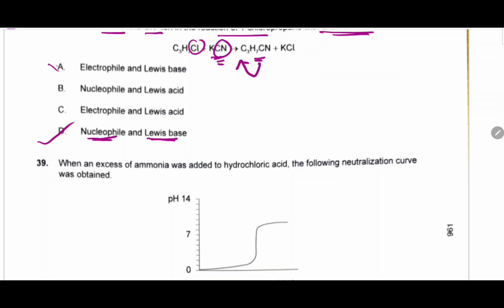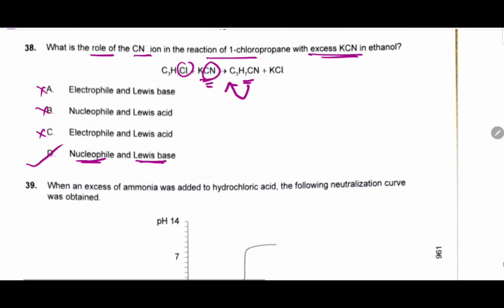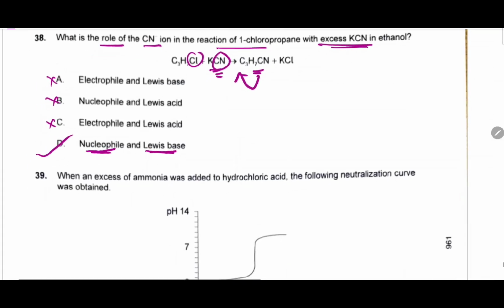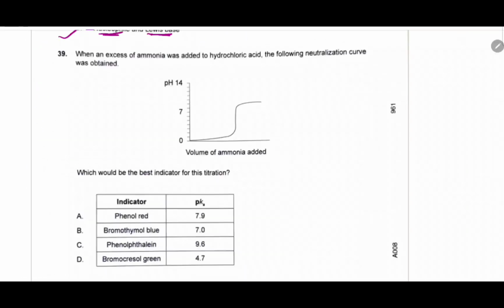A is electrophile and Lewis base, not possible. Nucleophile and Lewis acid, not possible. Electrophile and Lewis acid, not possible. So it is a nucleophile and a Lewis base. The answer to the 38th question is D.